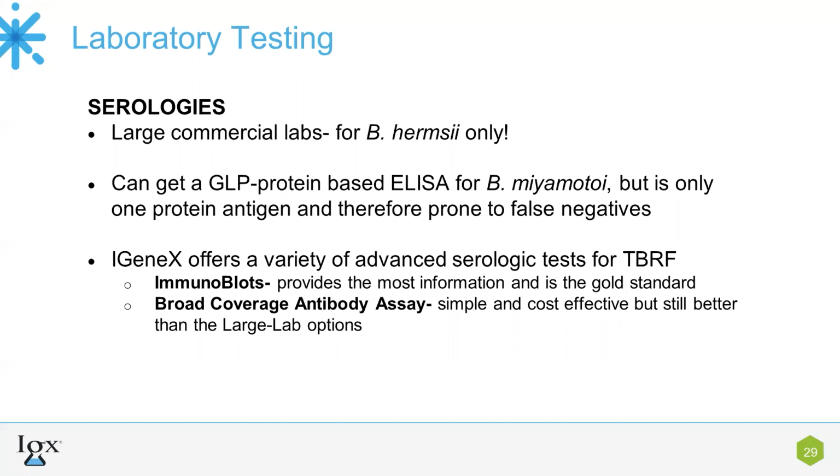IGeneX now has a lot of new things based on serology. They have an Immunoblot, which I've talked about before, and I'll give you more details in a moment. It gives you really the most information. It's, at this point, definitely the gold standard, and a lot of good reasons for that, and I'll show actually good pictures. They have a simpler test, a Broad Coverage Antibody Assay, that's kind of like a simple and cost-effective ELISA would be, but still much better than what the large labs offer. And I'll show you pictures of that one, too.